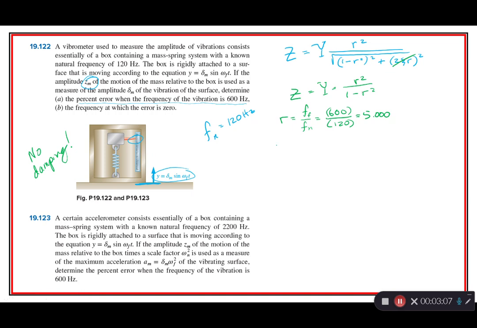Okay, so let's stick this into the equation up above and find it out. Take Z over Y, which is going to be an error term, but we're going to subtract 1 from it. We're going to have 5 squared over 1 minus 5 squared. So it's not going to be a lot of a difference: 1.04167. So the error in part A is going to be equal to 4.17%.